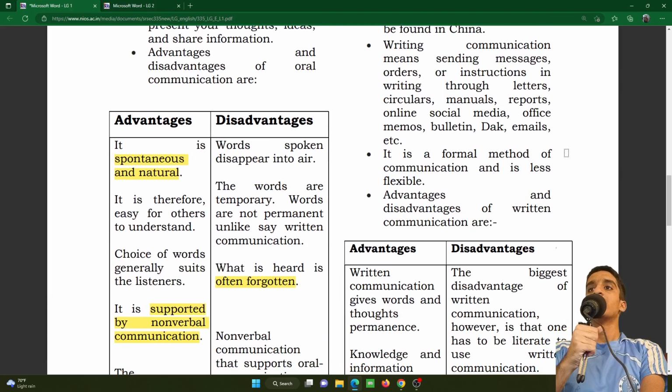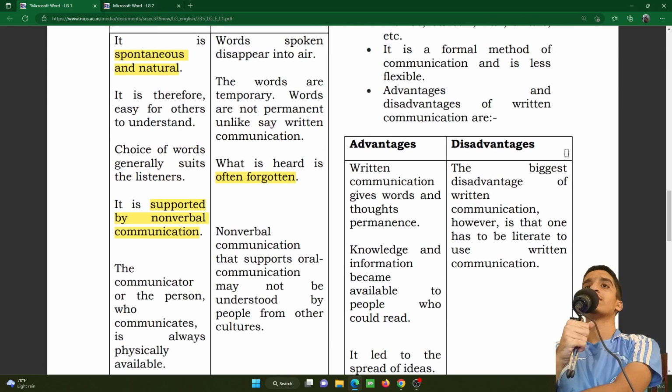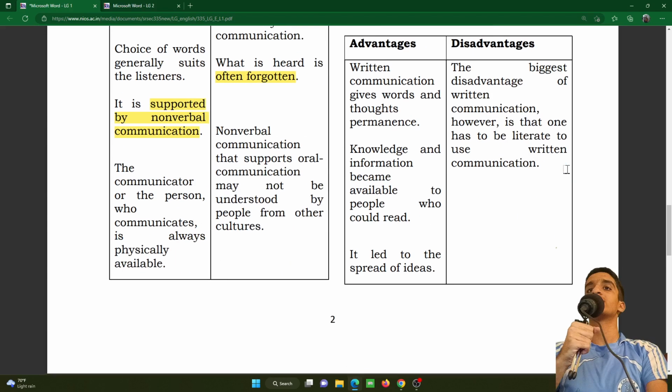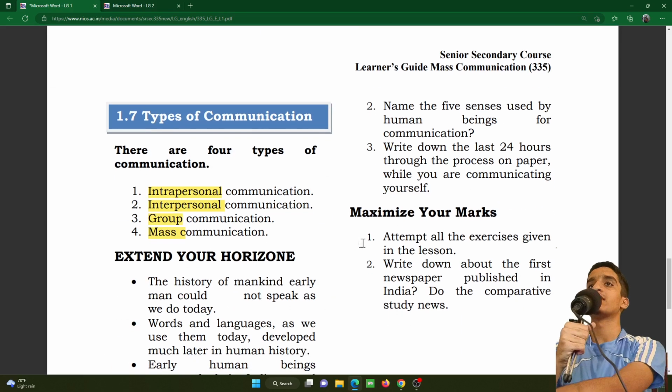The advantages and disadvantages of written communication are as follows. Advantages. Written communication gives words and thoughts permanence. Knowledge and information become available to people who can read. It led to the spread of ideas. Disadvantages. The biggest disadvantage of written communication, however, is that one has to be literate to use it.